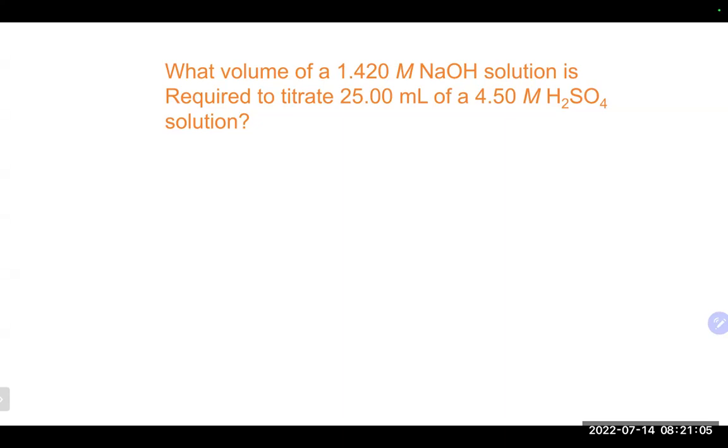Okay, let's take a look and see how we're doing. So we want to know, what is the volume of 1.42 molar sodium hydroxide that's required to titrate 25 milliliters of 4.5 molar sulfuric acid. So obviously we have a base, we have an acid. This is what is referred to as a diprotic acid. Diprotic because it does have two hydrogens that it could give off.